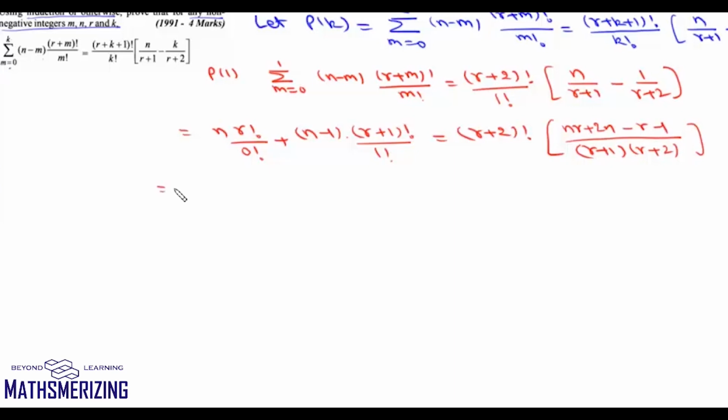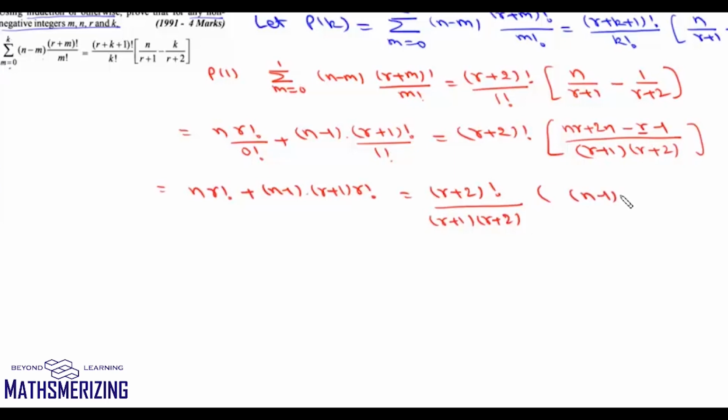So here I'll write n into factorial r and then plus n minus 1, and I can write r plus 1 as r plus 1 into factorial r. Now here I write r plus 2 factorial upon r plus 1 r plus 2. I'll take this r together, so it'll be n minus 1 into r and plus 2n minus 1.